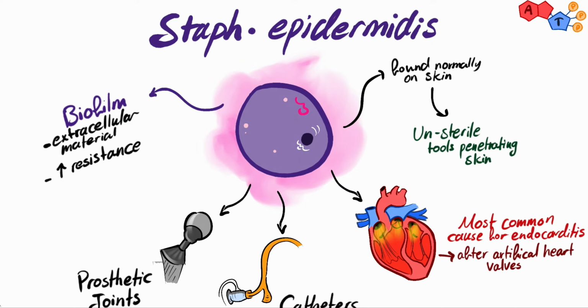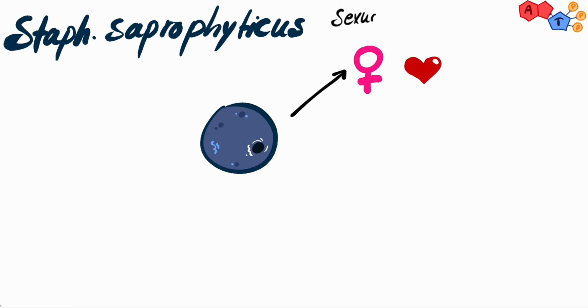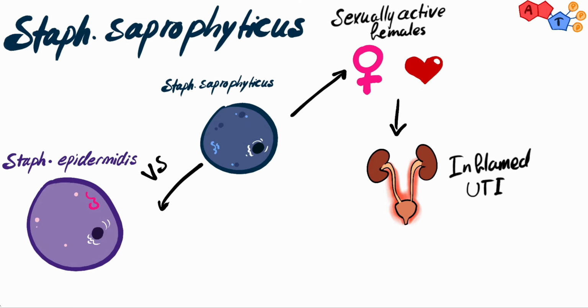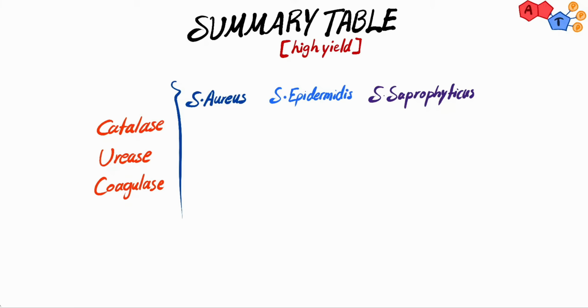And now we'll talk about the last organism in this video, Staph saprophyticus. There isn't much to say about Staph saprophyticus. It's usually related to sexually active females in whom it can cause urinary tract infections. One thing to distinguish between Staph epidermidis and Staph saprophyticus is that the latter is novobiocin resistant. Now to summarize the enzymes that these bacteria have, that helps us in lab testing by the way. All of the Staphylococcus species are catalase positive, meaning they have the enzyme. Staph epidermidis and Staph saprophyticus are urease positive, whereas Staph aureus is negative for that enzyme.